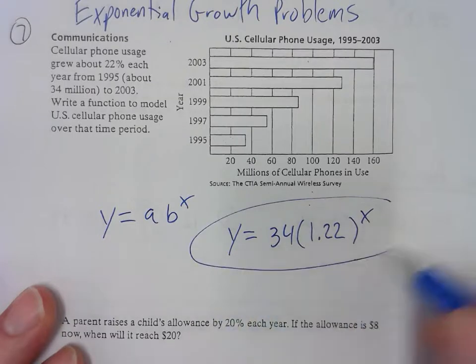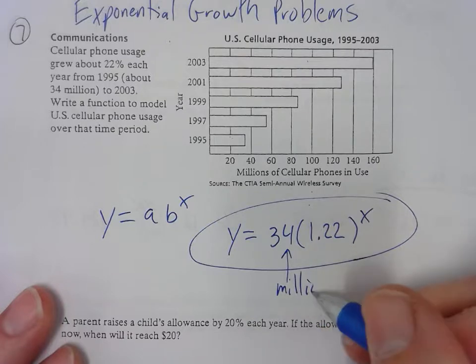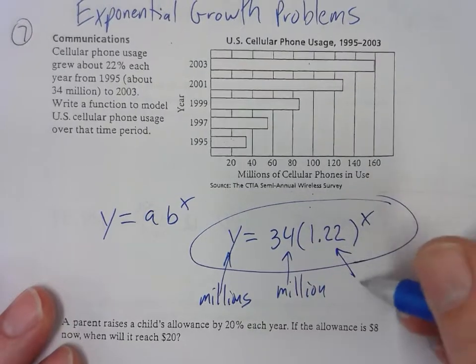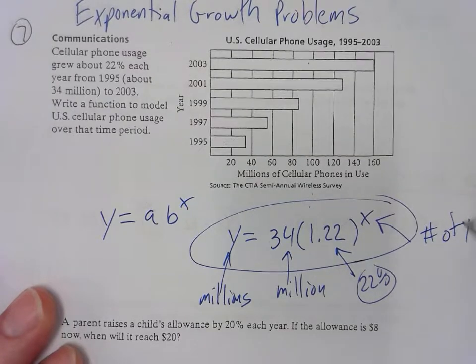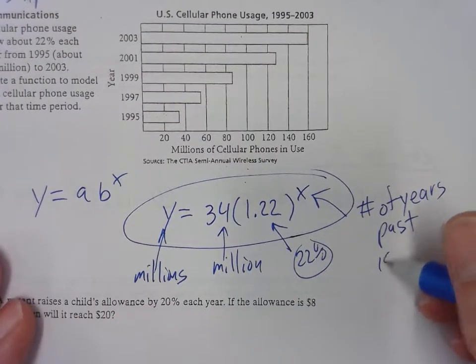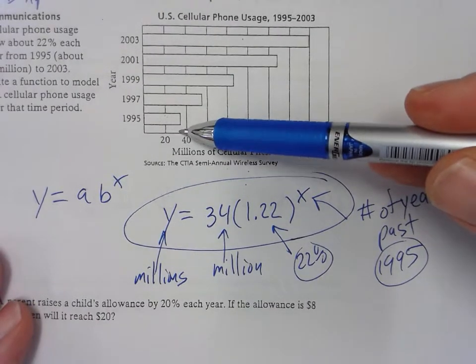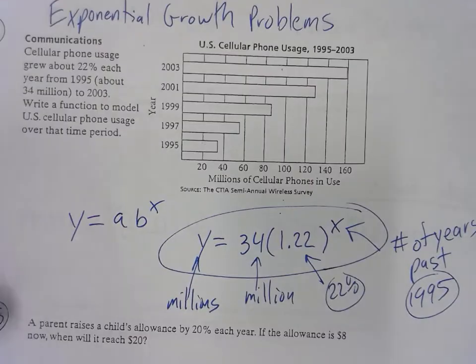So this would be the equation for this. Now, this 34 means million, 34 million. So the output would be in millions as well. That represents the 22% change, and then the number of years. It's going to be the number of years past the starting point of 1995. So hardly anybody had cell phones back then, and it grew exponentially. This is kind of a weird graph. Typically time would be here, but it's just to throw you off a little bit.